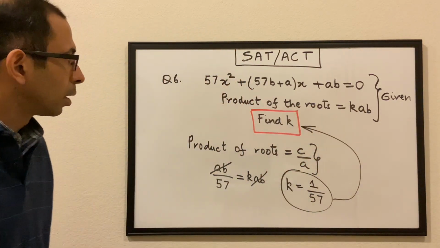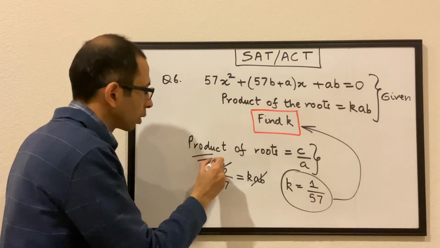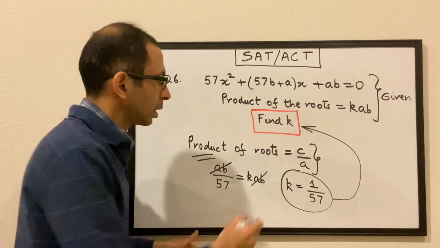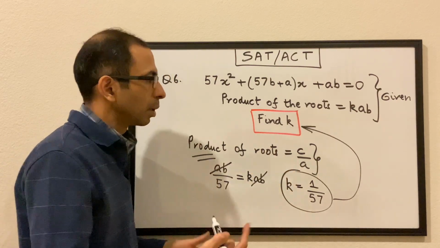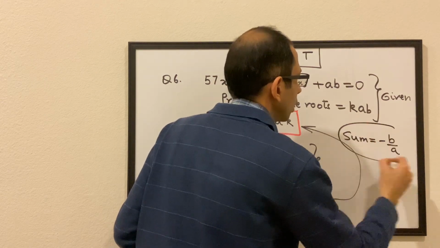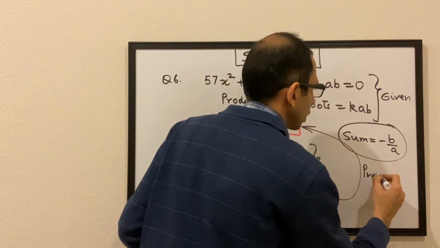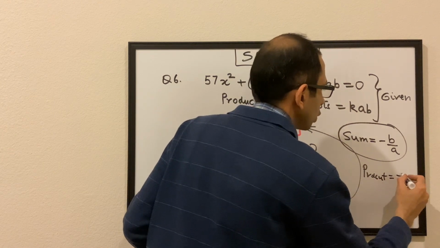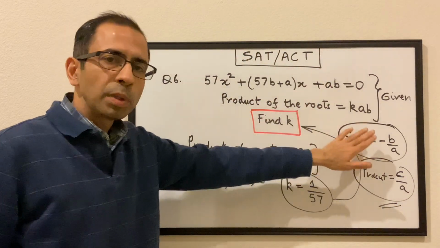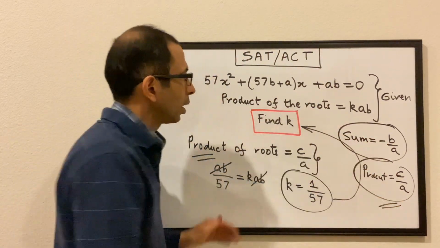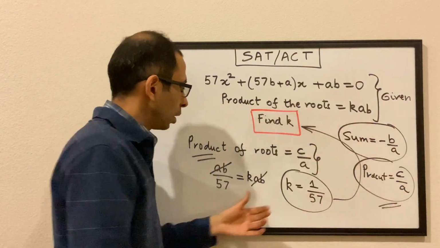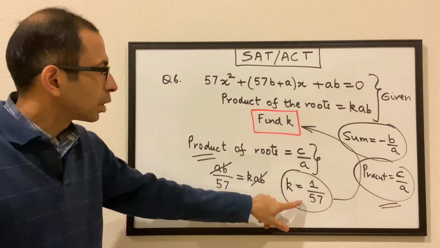As simple as that. Obviously, whenever they are asking for the product of the roots of a quadratic equation, we don't need to find the actual roots and then find the product. We can directly use c over a, right? Similarly, the sum of the roots is given by minus b over a. So this one and this one are going to be very handy. Sum is given by minus b over a and product is given by c over a. In this case, we just use c over a because that's what they told us, that the product of the roots is kab. We equated them and got the value of k, which came out to be 1 over 57.